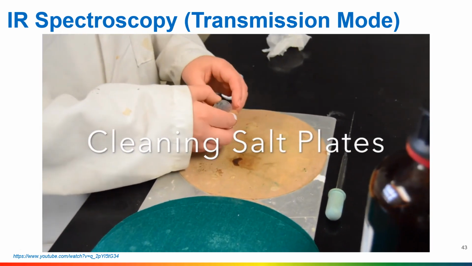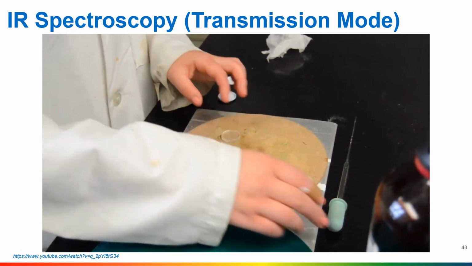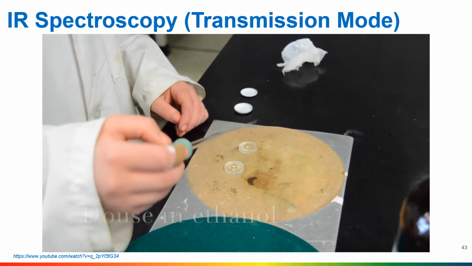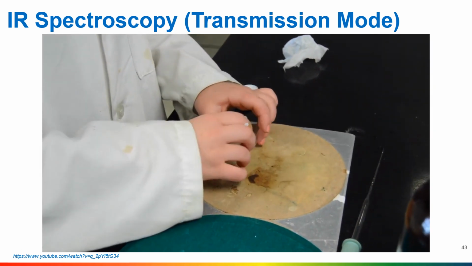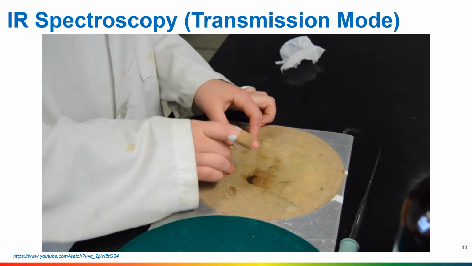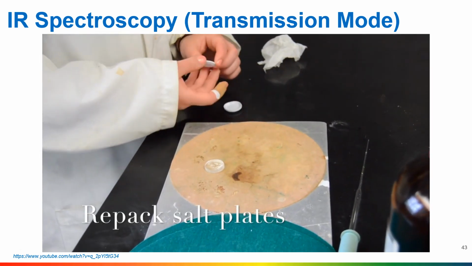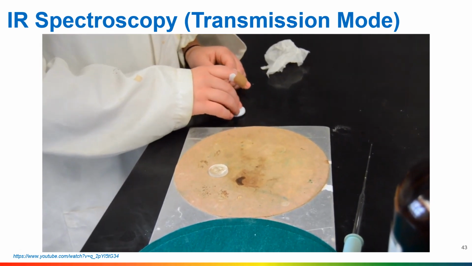To clean your used salt plates, douse them with ethanol on both sides and rub again on the surface. Do not wash with water. Also, be sure not to touch the surface of the salt plates, only touch them lightly on the sides. Repack the salt plates in their containers and return all of the materials to the desiccator.